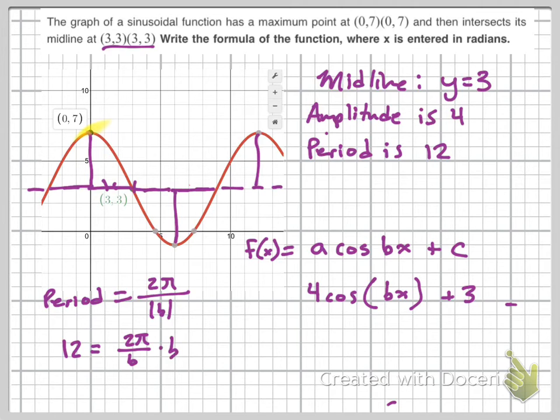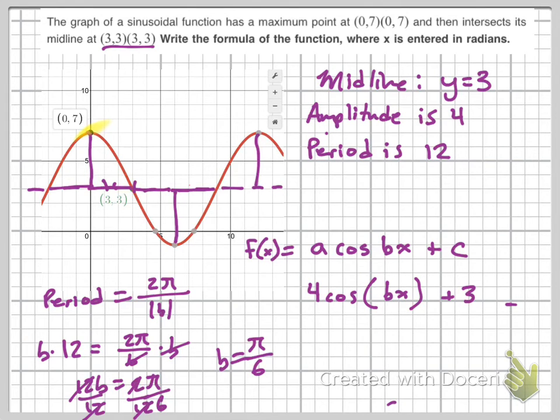So I'll multiply both sides by b. I get 12b equals 2 pi. Well, now I'll divide both sides by 12. And I get that b equals, well, that simplifies to pi over 6. So b is just going to equal pi over 6.